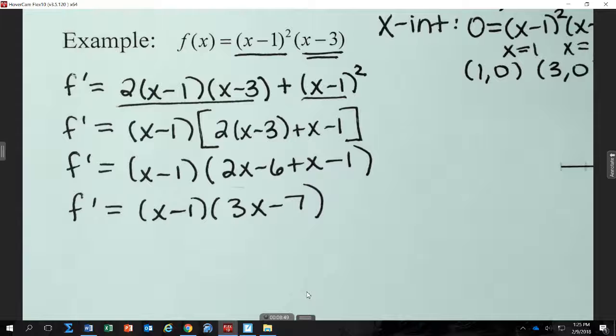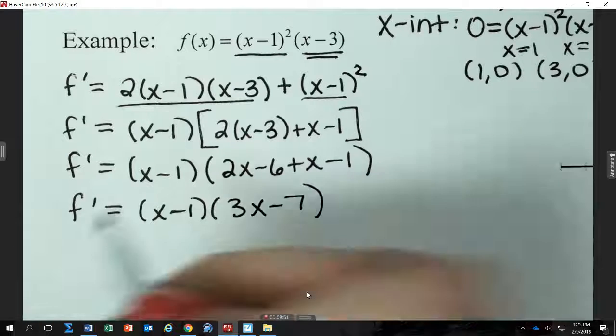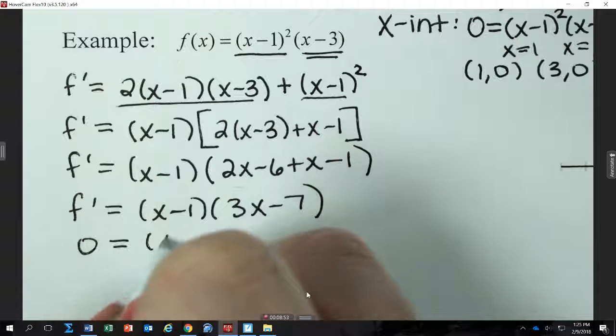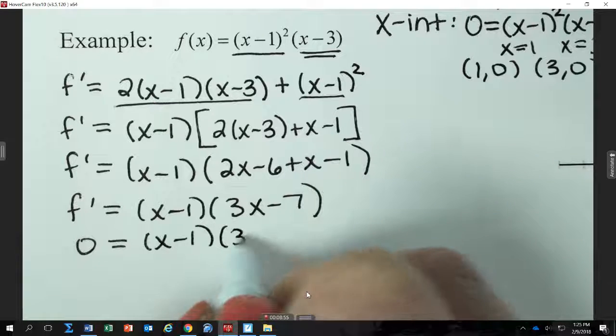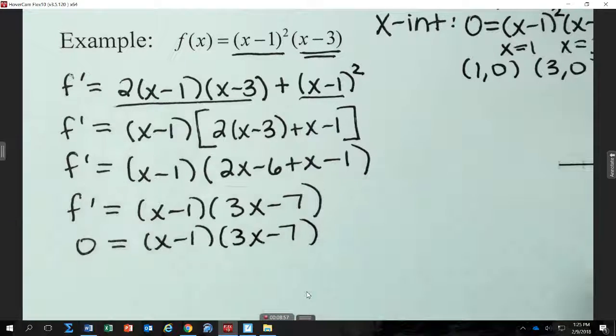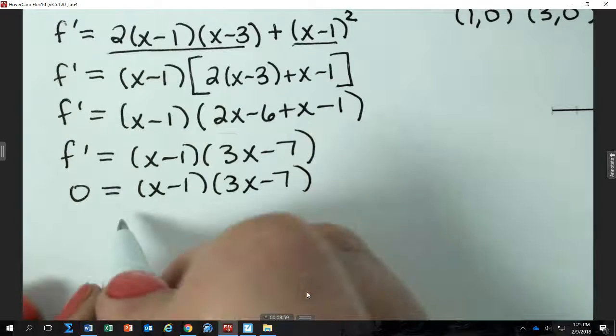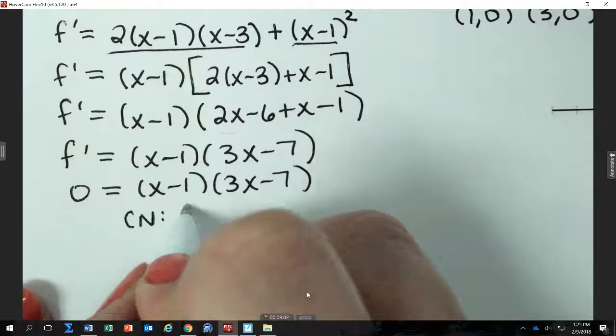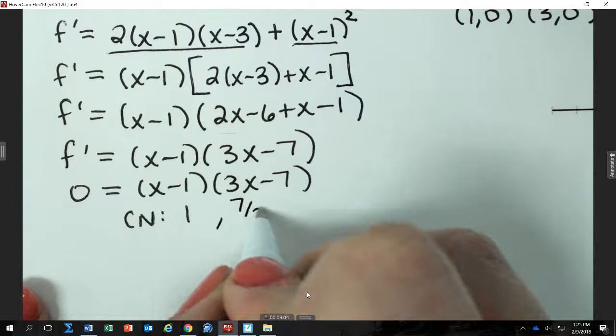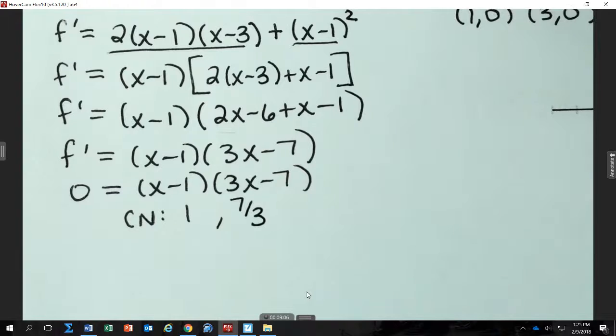Any questions about that? So if I set my first derivative equal to 0 to find my critical numbers, I'm going to end up with critical numbers 1 and 7/3. Right, if I set each of those factors equal to 0 and solve. Any questions about how I got my critical numbers?